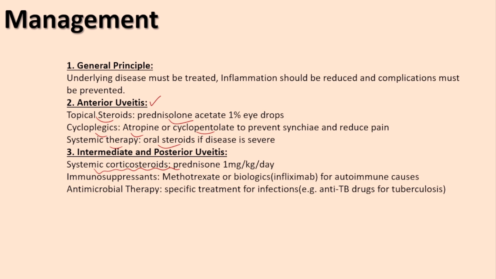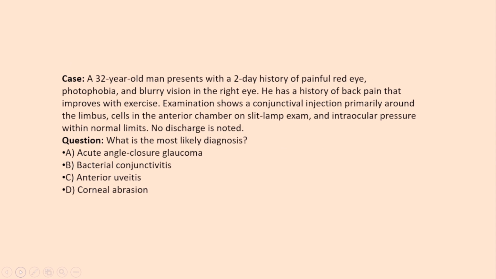Another drug class that we can use are immunosuppressants, and these are usually used when we have uveitis due to autoimmune diseases. For example, methotrexate can be used, and also biologic agents like infliximab. If the causative agent is microbial, we can use antimicrobial therapy. For example, if the patient has tuberculosis and uveitis secondary to tuberculosis, we can use anti-TB drugs. So here you can see a case of uveitis.